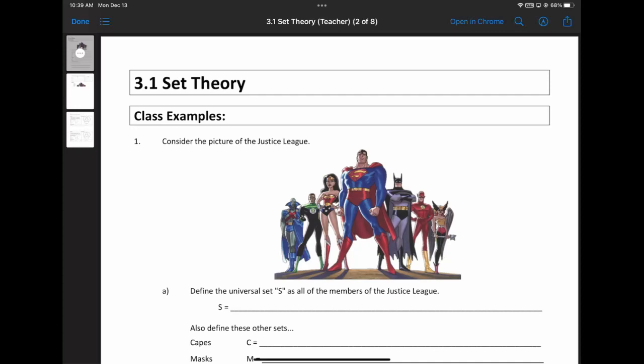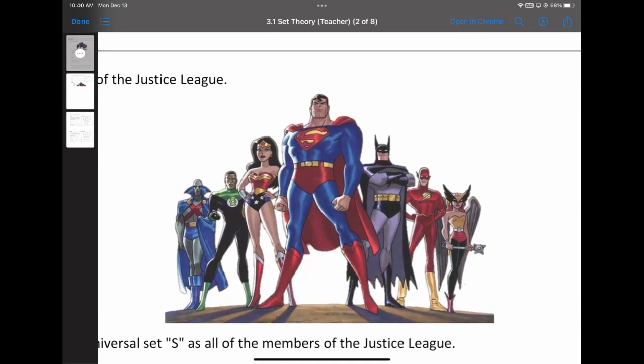So for the first one, we're going to take a look at the Justice League. I happen to be a huge superhero fan. Hopefully you're familiar with at least a few of these characters. You may not be familiar with them all, but that's okay. I'm just going to zoom in for a moment here.